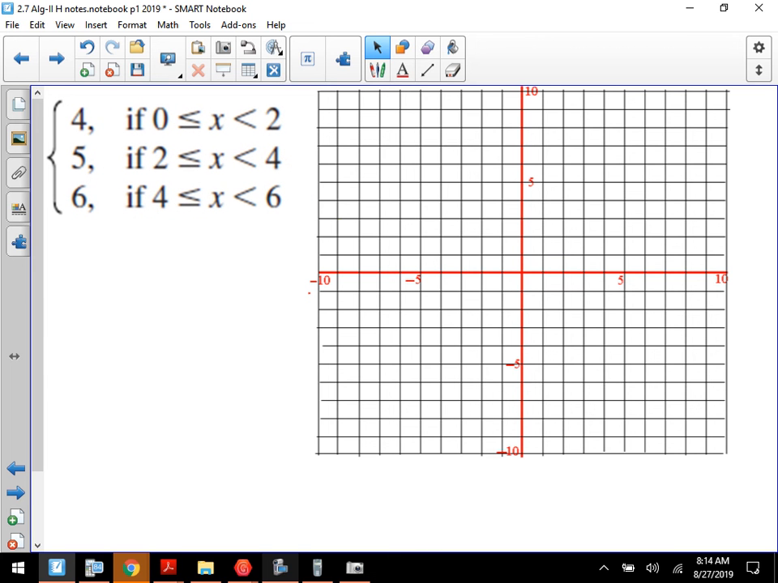Sorry, so I can see it. I know that at 4, it's between 0 and 2. Does it include 0? Why? It's got the less than or equal to. So at 4, I have a solid dot, and it goes until 2. Open, connect them. And then I jump to 5, closed dot on 2, open dot on 4. Then I go to 6. And there you go.